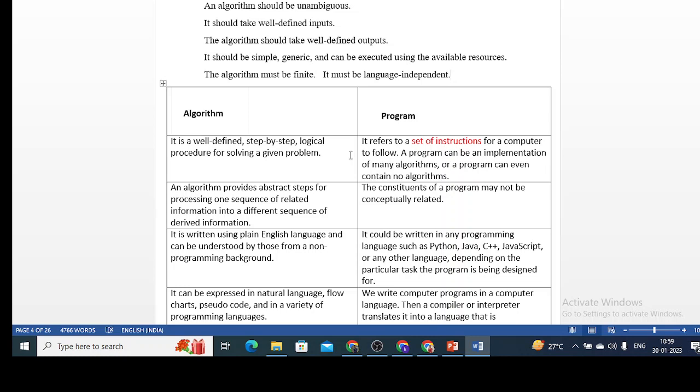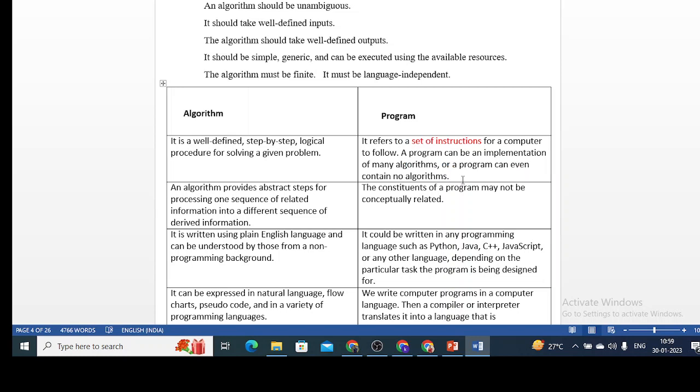Algorithm and program, as we have seen: an algorithm is a well-defined process where we write the steps in a stepwise manner so that we are able to solve a given problem. Whereas a program refers to a set of instructions for a computer to follow. A program can be an implementation of many algorithms, or a program can even contain no algorithm.